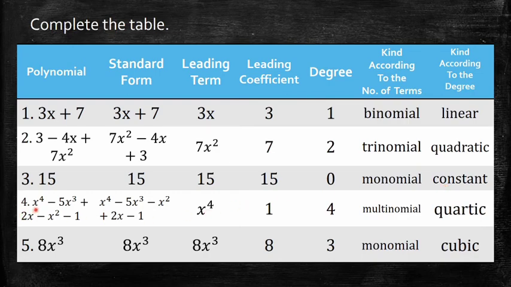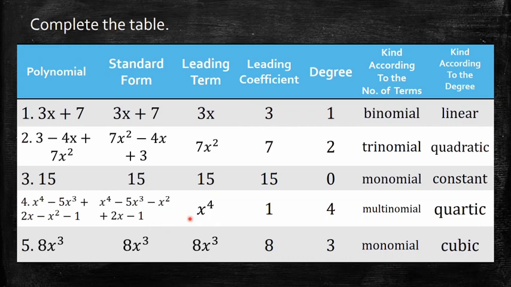Now, for number 4, we are given here x to the 4th minus 5x cubed plus 2x minus x squared minus 1. So, we have to arrange the given terms from the highest degree down to the lowest degree. So, we have here x to the 4th minus 5x cubed minus x squared plus 2x minus 1. Take note of the sign together with the term. Okay? So, therefore, the leading term is x to the 4th. The leading coefficient is 1.